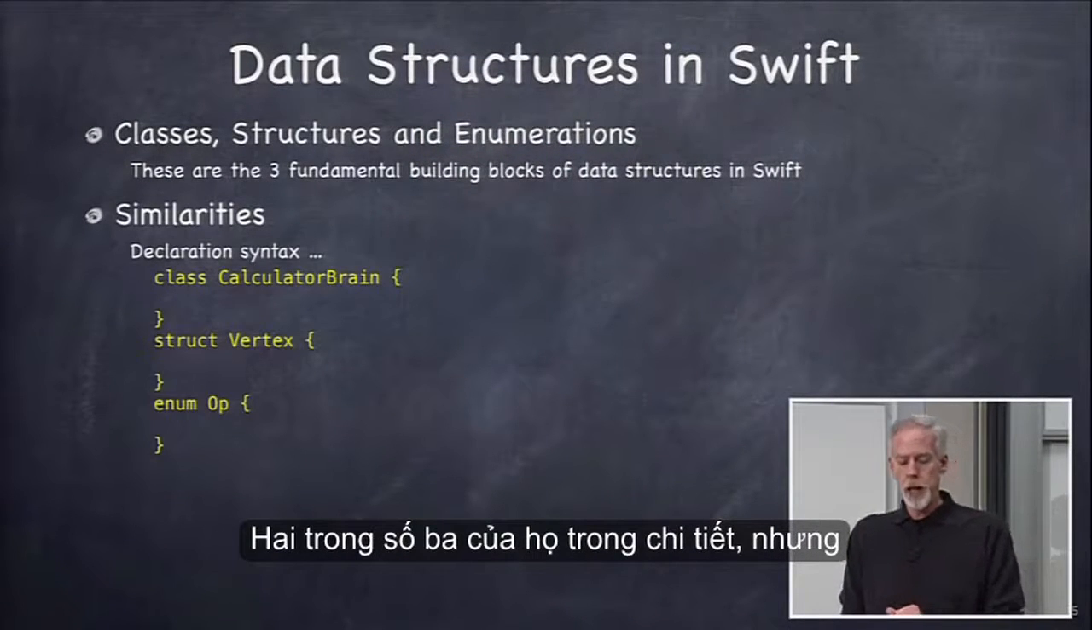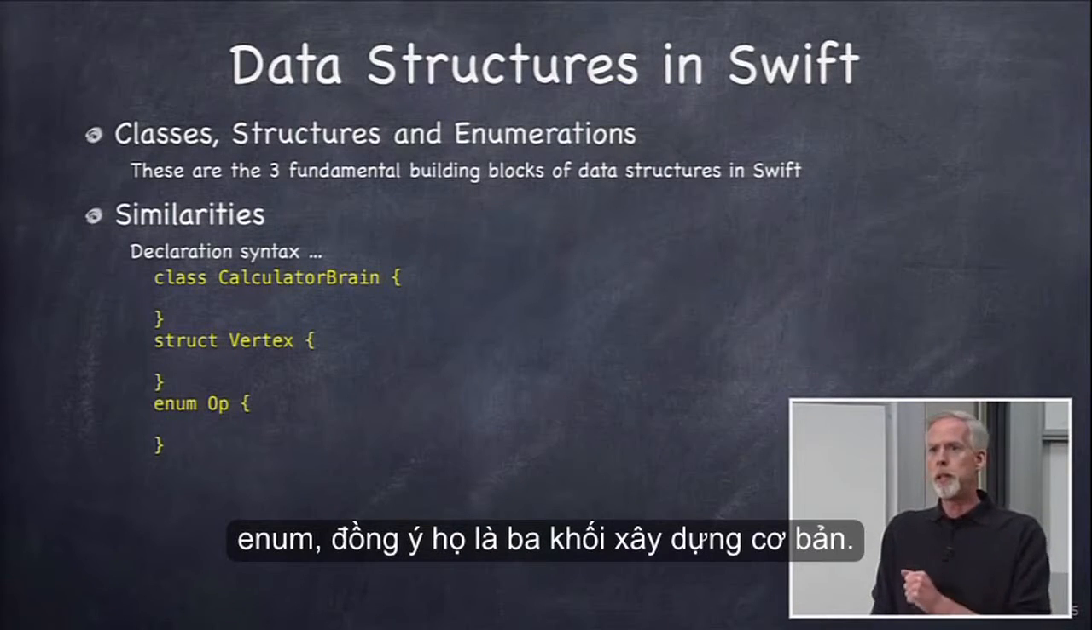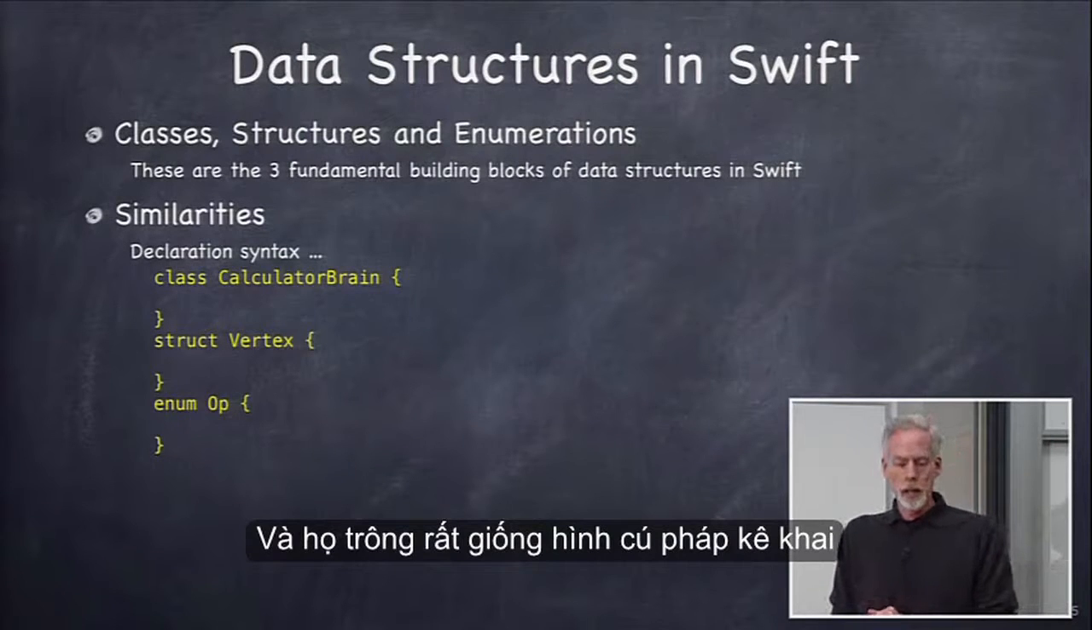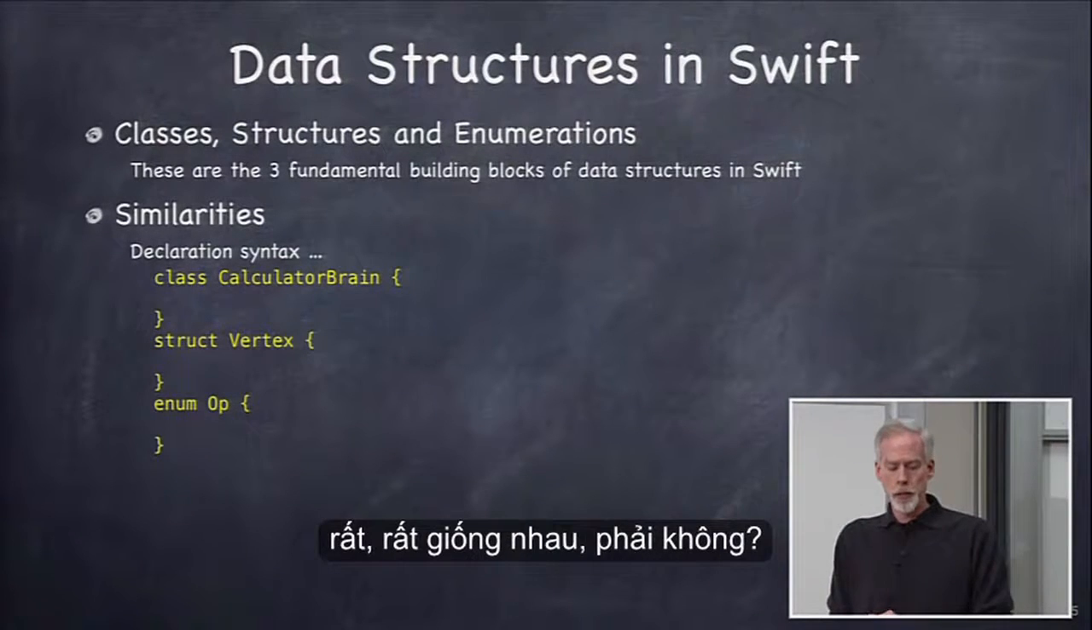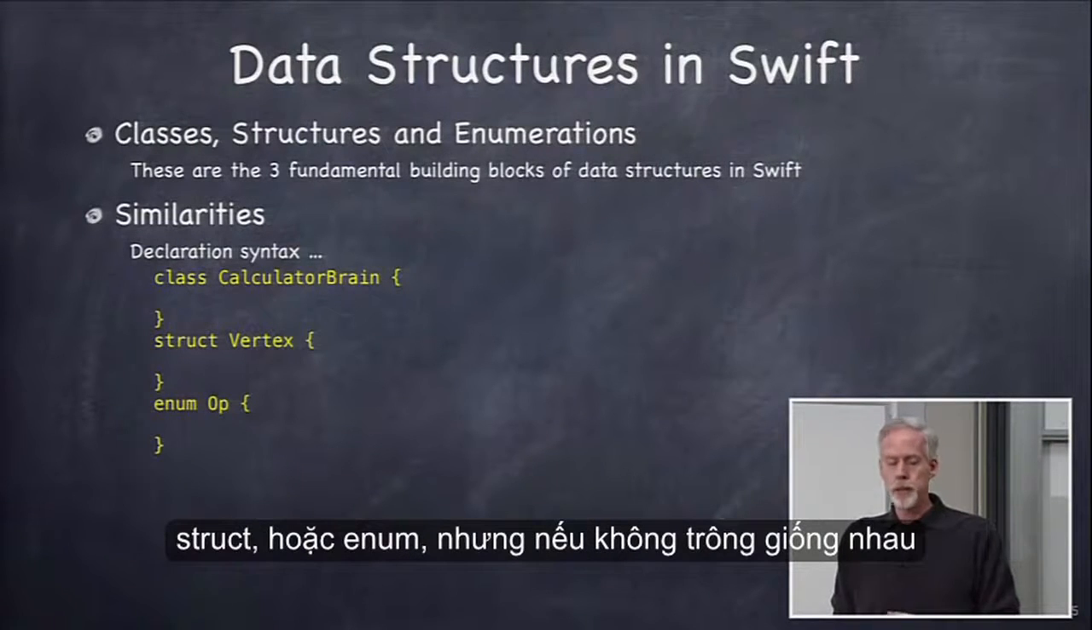and you've seen two of the three of them in detail, but they are class, struct, and enum. Okay, they're the three basic building blocks. And they look very similar. Their declaration syntax looks very, very similar, right? The only difference is whether it's class, struct, or enum, but otherwise it looks the same.